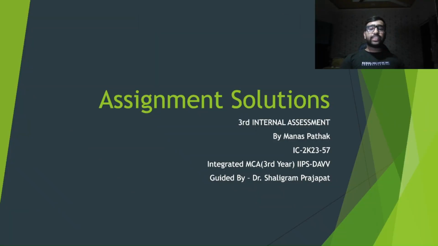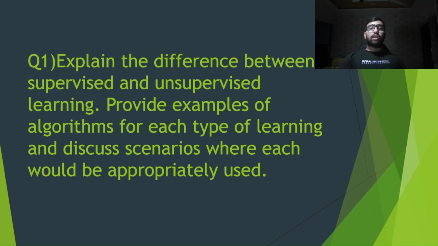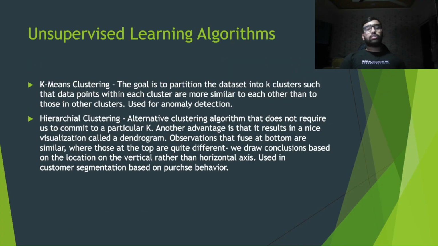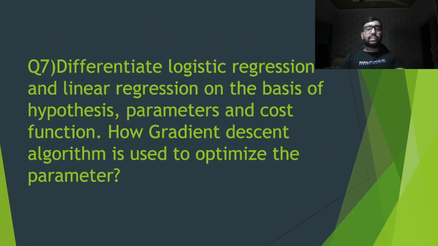Today we are going to see the implementation of linear and logistic regression algorithms in Python. We are going to understand these algorithms by solving an assignment question. So in the previous video we saw the difference between logistic and linear regression and how the gradient descent algorithm is used to optimize the parameters of these algorithms.